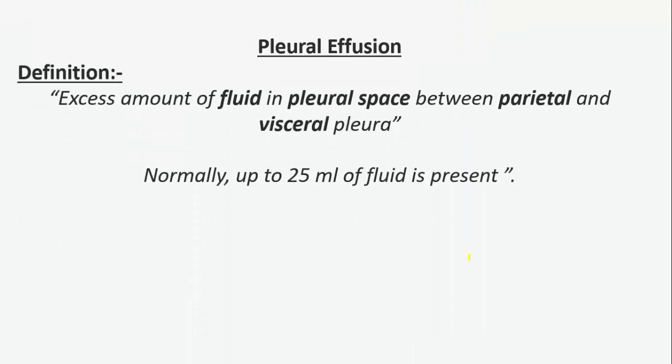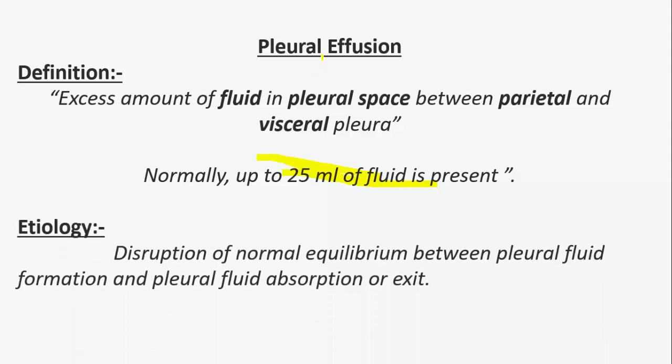What is pleural effusion? Definition: excess amount of fluid in the pleural space between the parietal and visceral pleura. So when there is an excess amount of fluid in the pleural space between the parietal and visceral pleura, this is pleural effusion. Normally, up to 25 ml of fluid is present in the pleural space. When it reaches an excess amount, this is pleural effusion.